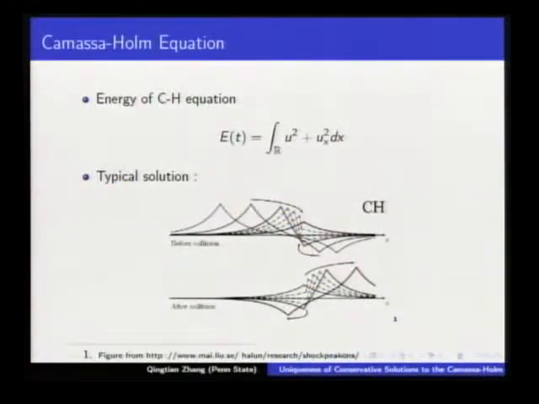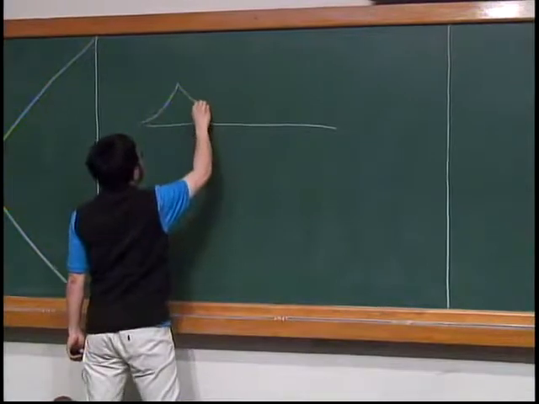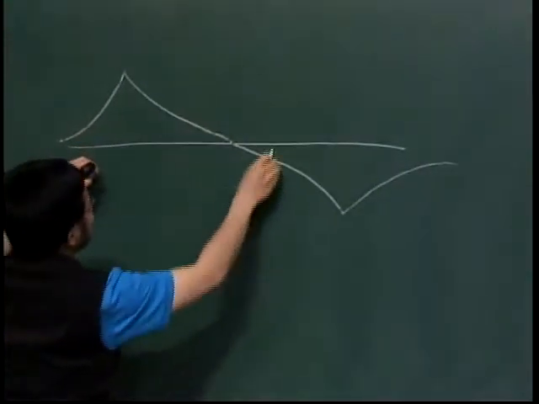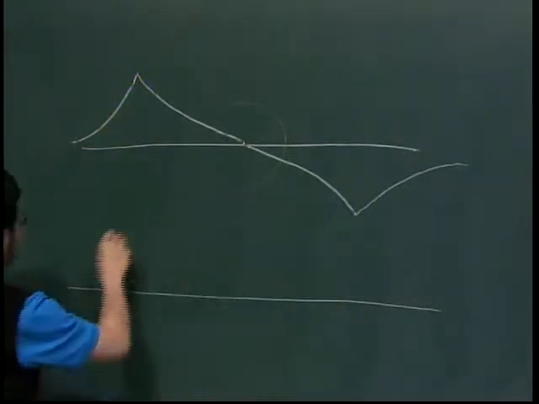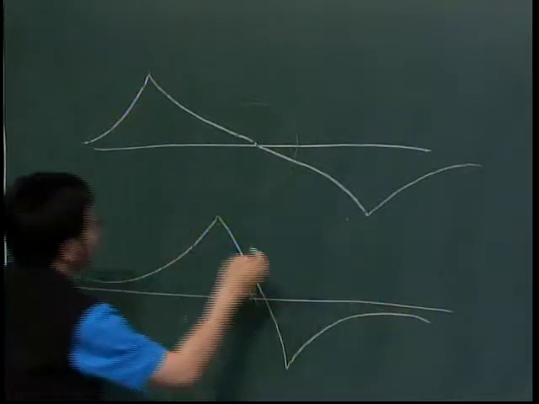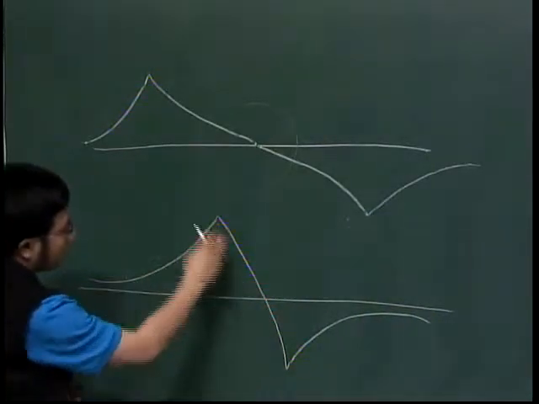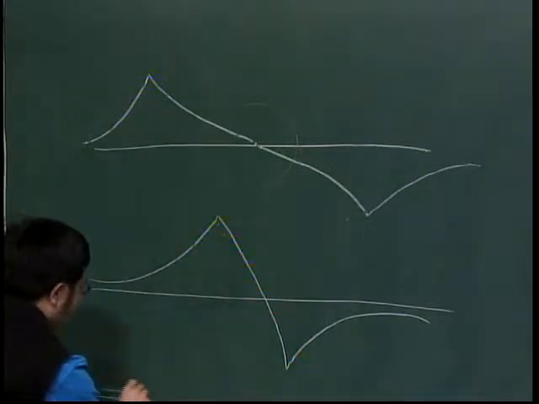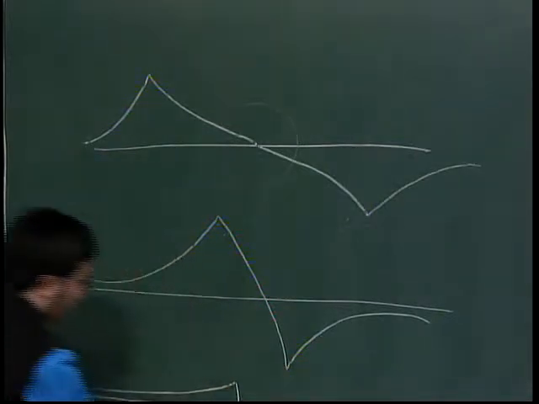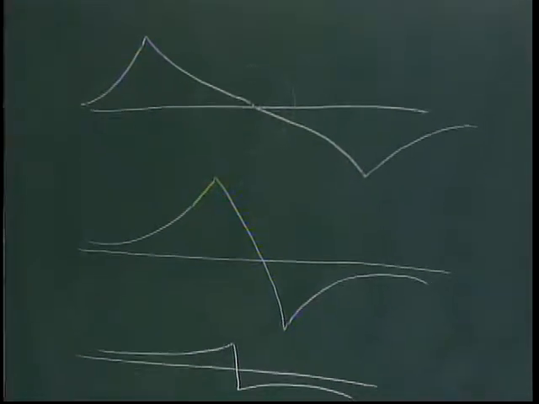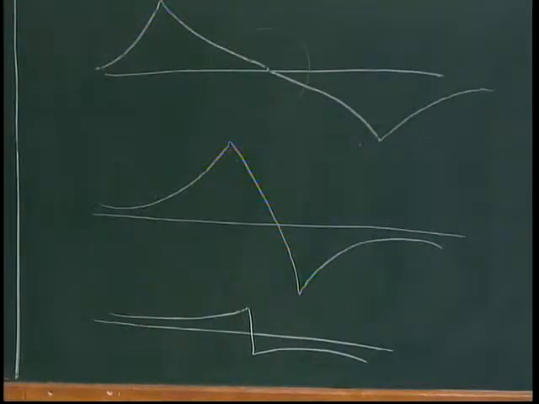We can consider this mechanism this way. First, we have a wave here, and there is another wave here. If they approach each other, we only consider the middle part of this wave. And after some time, the solution will become this way. So we can see that this part will become more and more vertical, and finally the middle part will approach infinity. So this is one kind of fundamental mechanism for the blow-up of the Camassa-Holm equation.